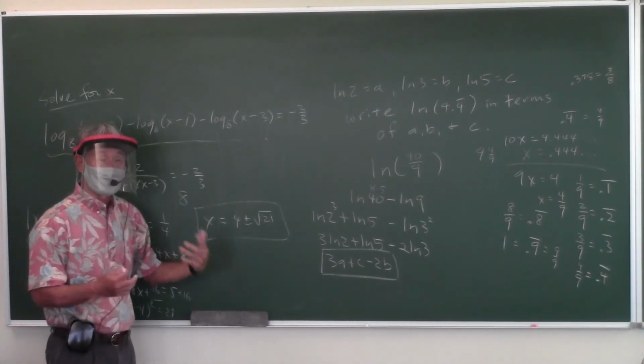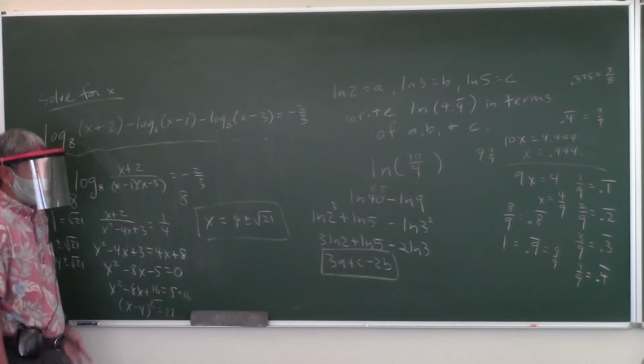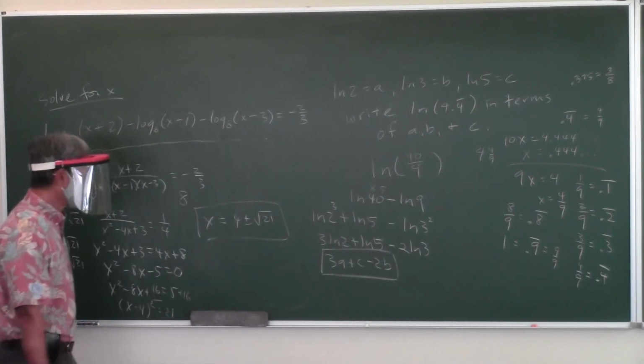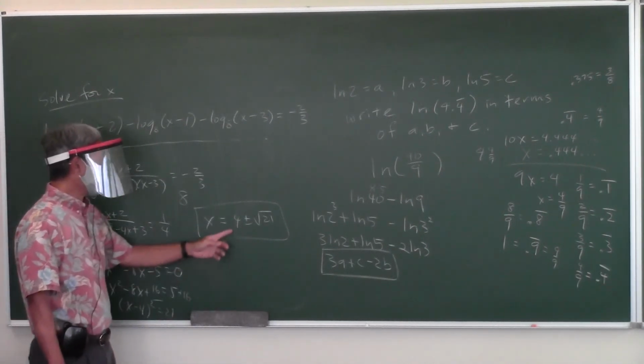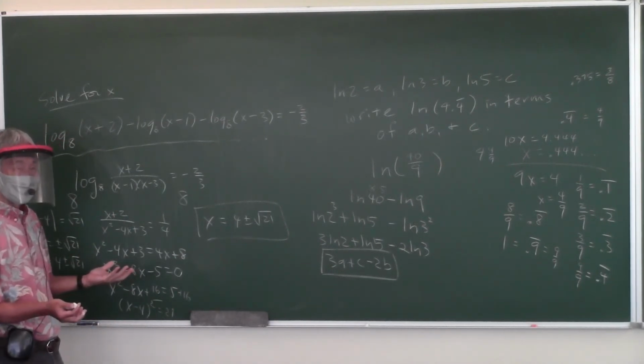There's no such thing as log of 0. 8 to the what power equals 0? No can. 8 to the what power will give you a negative number? No can. So, what is 4 plus root 21? Well, root 21 is about 4 point something, right?